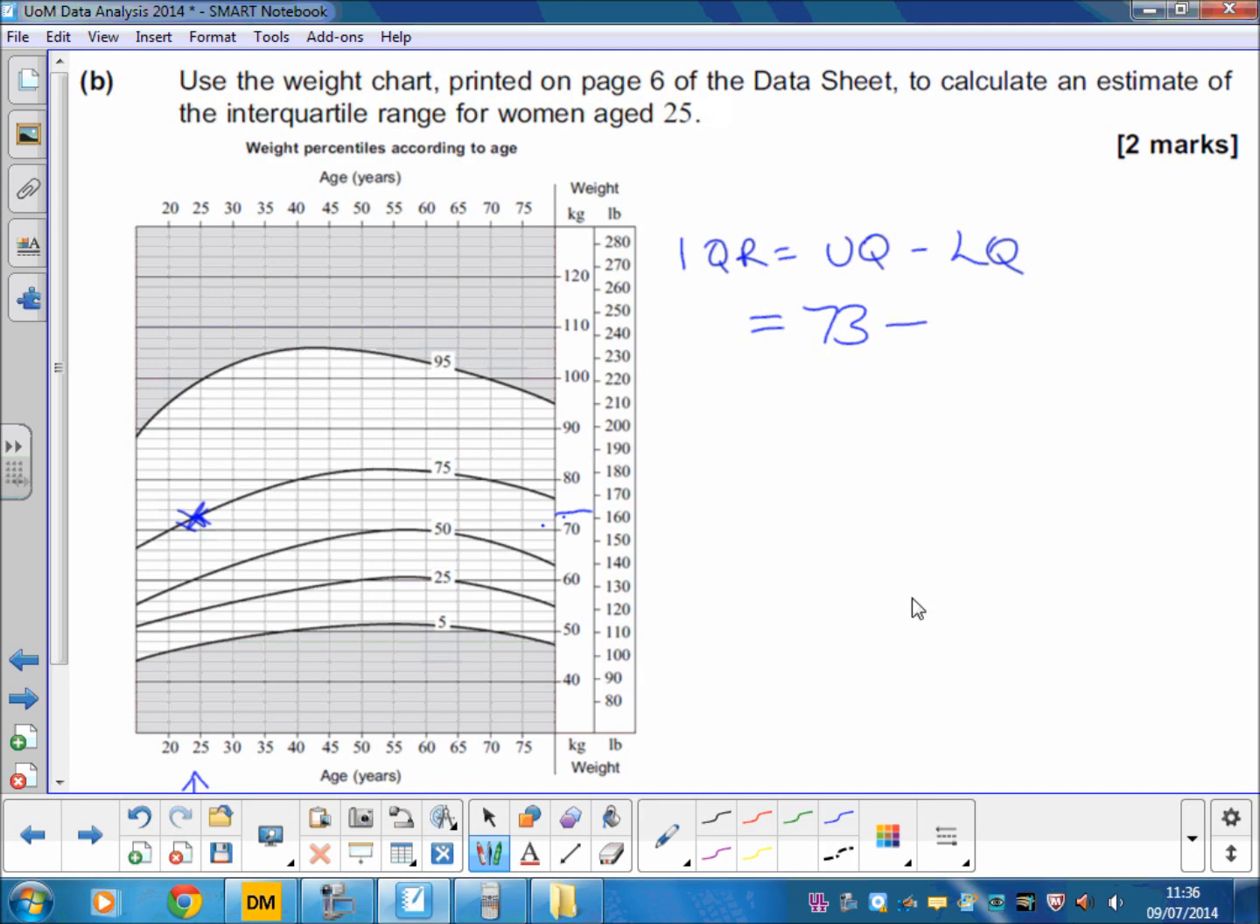The lower quartile, if you go up the 25 line to the 25% line, the 25th percentile, and go across. Again, we're going to work in kilograms. That's 54 kilograms. So that gives us 19 kilograms for the interquartile range.